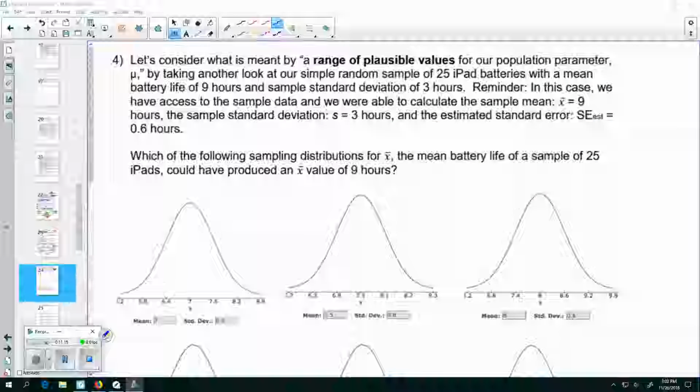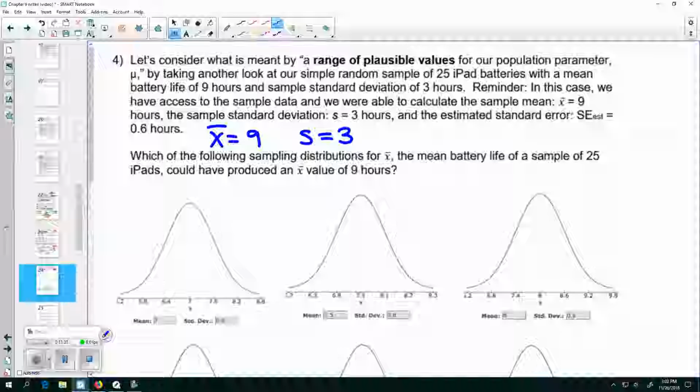All right, so let's consider what is meant by a range of plausible values for our population parameter mu. By taking another look at our simple random sample of 25 iPad batteries, the mean battery life of 9 hours, so we've got x bar equal to 9, and a sample standard deviation of 3 hours, s equal to 3. In this case, we have access to the sample data, and we were able to calculate the sample mean, x bar equal to 9 hours, the sample standard deviation, s equal to 3 hours, and that also gives us the estimated standard error, which again is 3 over the square root of 25, or 0.6 hours.